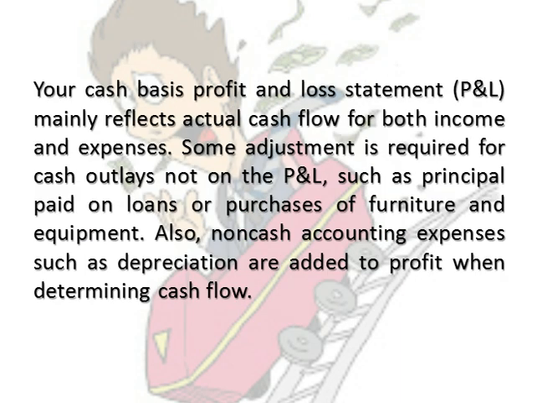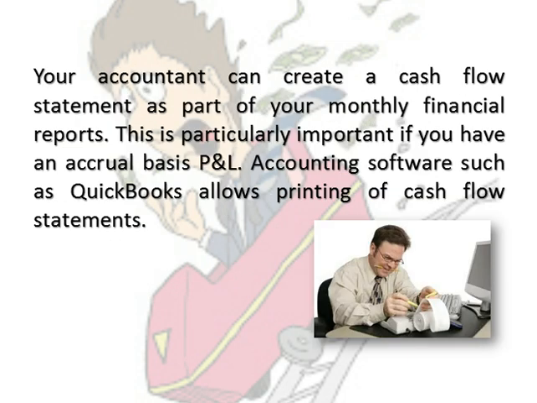Your cash basis profit and loss statement, P&L, mainly reflects actual cash flow for both income and expenses. Some adjustment is required for cash outlays not on the P&L, such as principal paid on loans, or purchases of furniture and equipment. Also, non-cash accounting expenses, such as depreciation, are added to profit when determining cash flow. Your accountant can create a cash flow statement as part of your monthly financial reports. This is particularly important if you have an accrual basis P&L. Accounting software such as QuickBooks allows printing of cash flow statements.